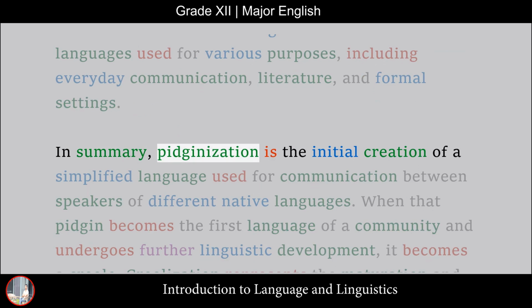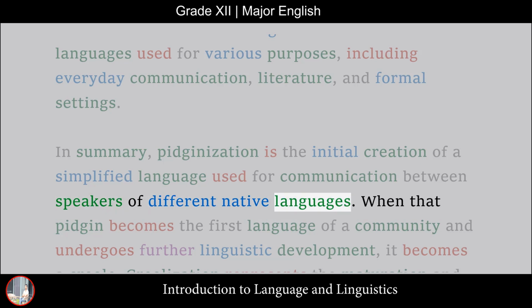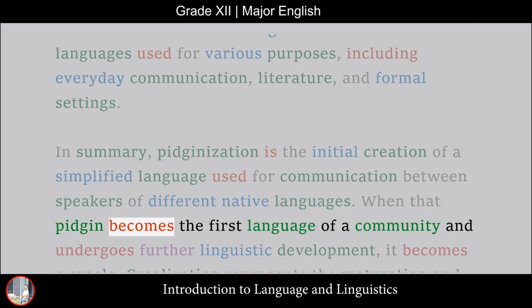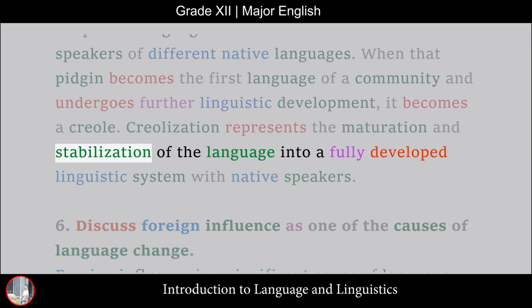In summary, pidginization is the initial creation of a simplified language used for communication between speakers of different native languages. When that pidgin becomes the first language of a community and undergoes further linguistic development, it becomes a creole. Creolization represents the maturation and stabilization of the language into a fully developed linguistic system with native speakers.